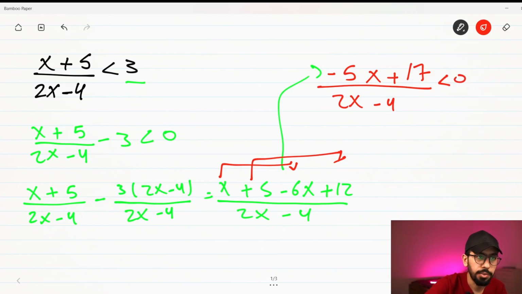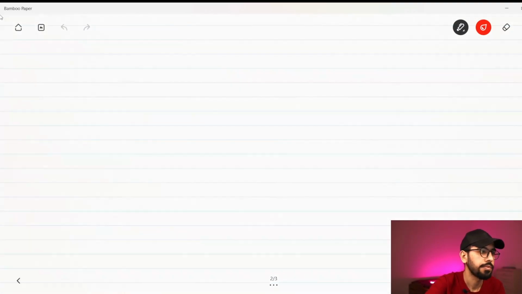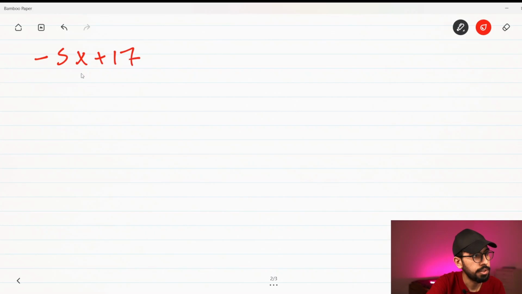Now we need to take this equation and do it with our method, the net method. So stay with us. It is a little bit complicated, but when you understand it, you can solve it very easily. Let's do it now on another page. Minus 5x plus 17 over 2x minus 4 smaller than 0.